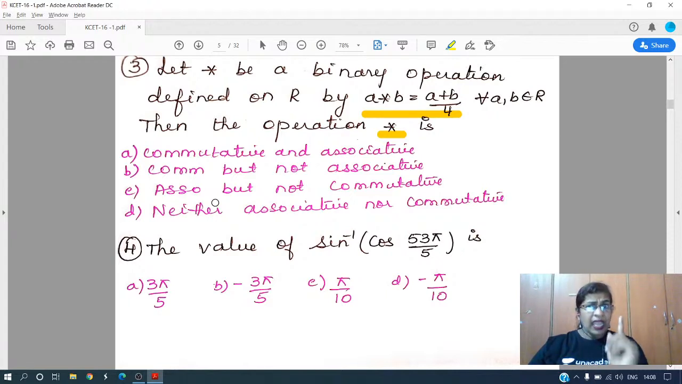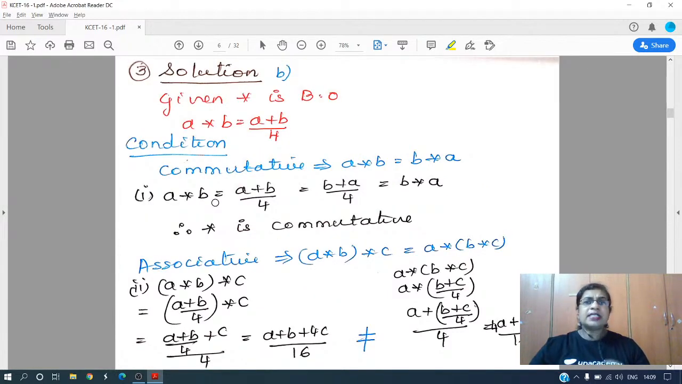Now, I have to find out whether the given binary operation, with the definition A star B is equal to (A plus B) by 4, is commutative, and I have to check whether it is associative, and then I can give the conclusion. So that means I have to follow the conditions of commutative as well as associative.